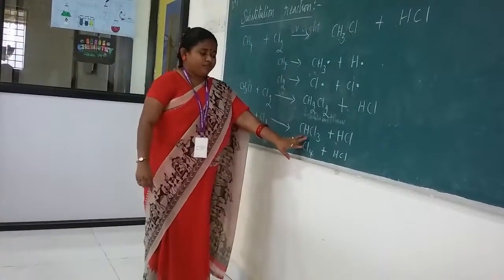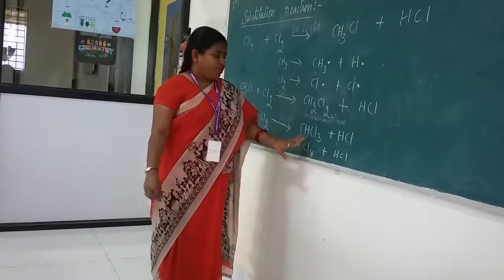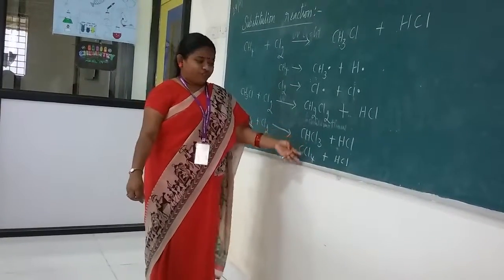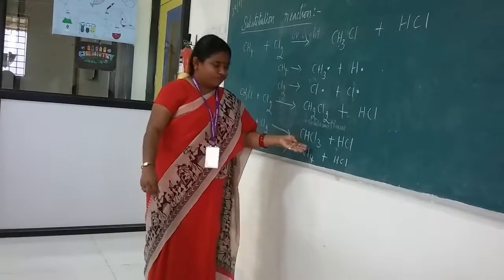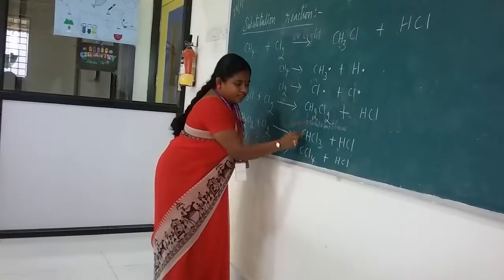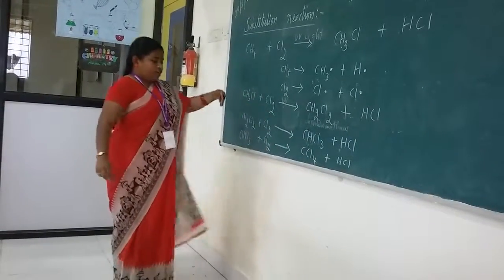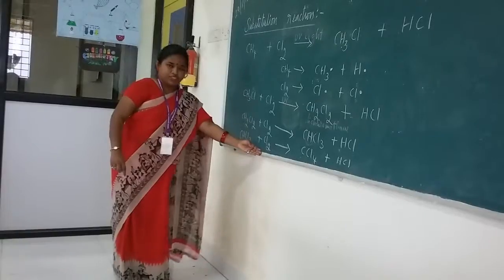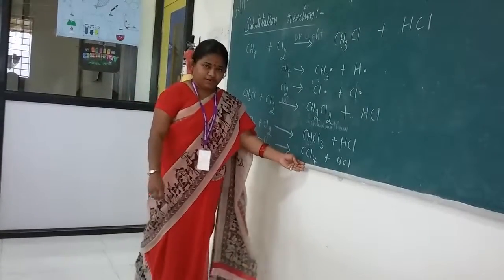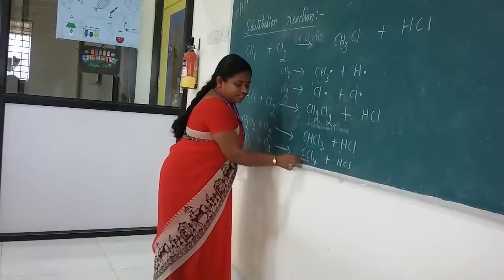It's otherwise called trichloromethane. So chloroform. When the chloroform, again you can see one more hydrogen over there. So again the chloroform reacts with Cl2, you will get carbon tetrachloride. But here there are no hydrogen atoms.